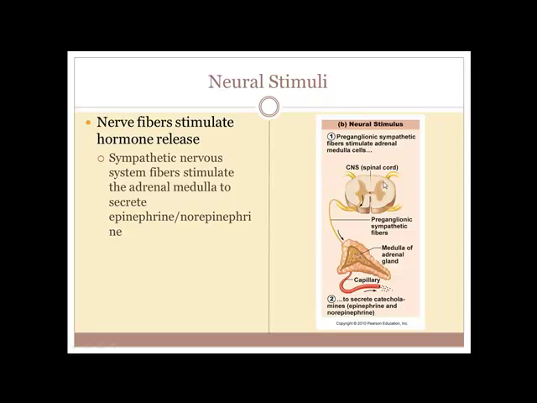Neural stimuli. There will be a nerve that goes specifically into that tissue, and when it stimulates, the tissue releases its hormone. For example, you get your sympathetic fibers that will end in the adrenal medulla. Okay? When you get a sympathetic response, it causes the medulla to release its catecholamines, or its hormones. Those are called epinephrine and norepinephrine, and those will have their lasting effects.